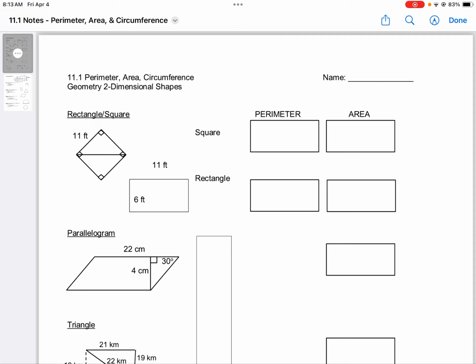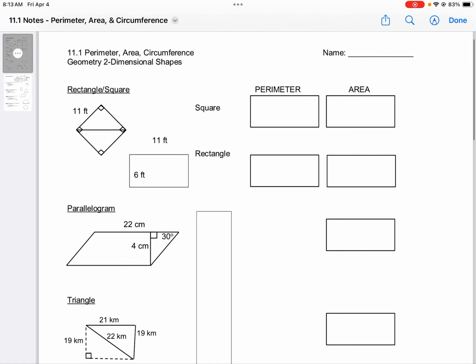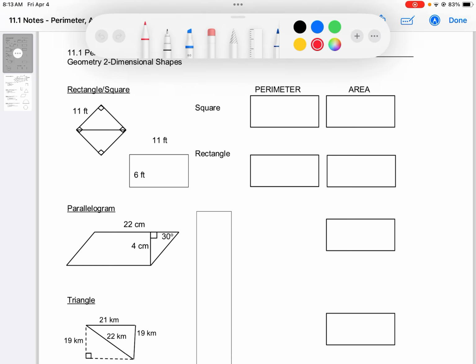They are the first lesson in our two-dimensional shapes unit, and they are all about perimeter, area, and circumference of various shapes. So I think the first thing I want to do is for each shape, we'll go over what the perimeter is, and we'll go over what the area is, and by that I mean what formula to use. And then we'll actually work some examples with each.